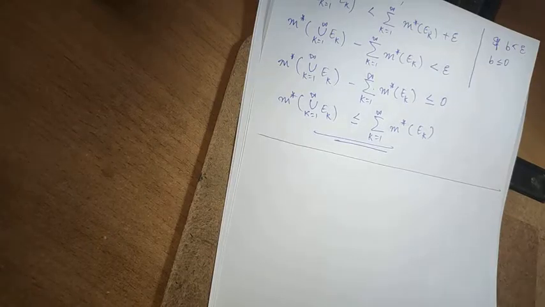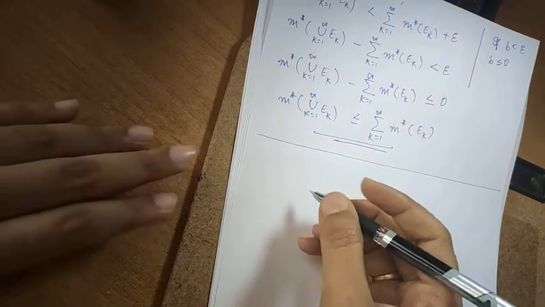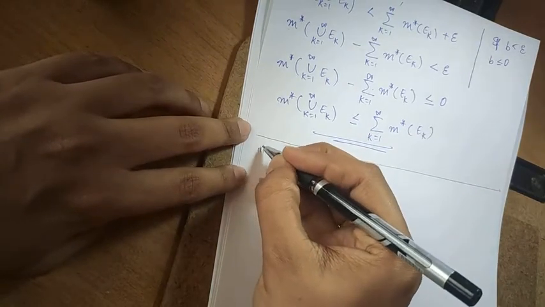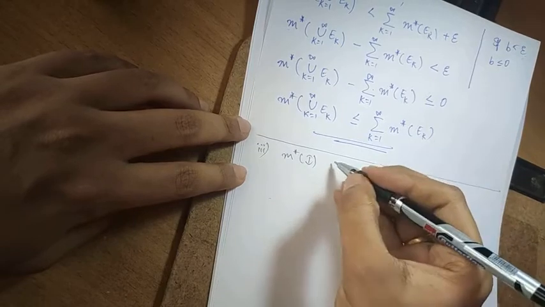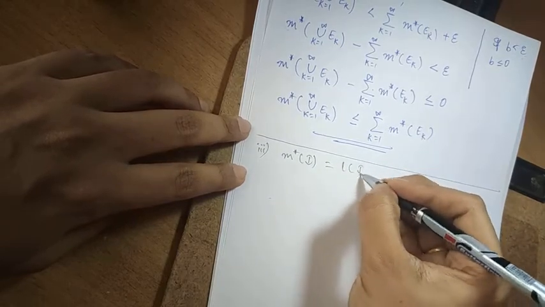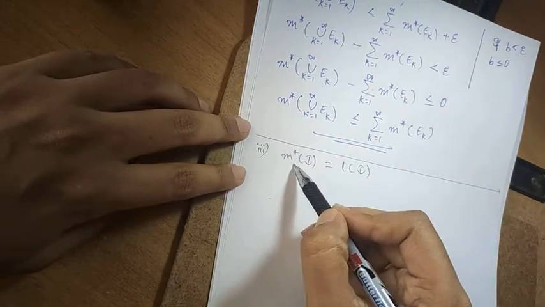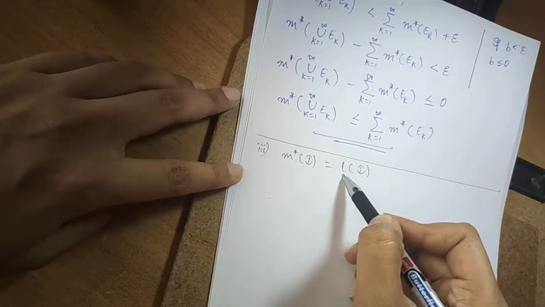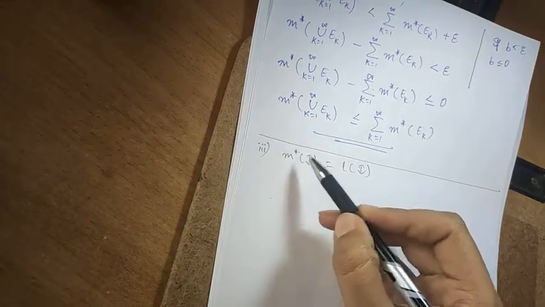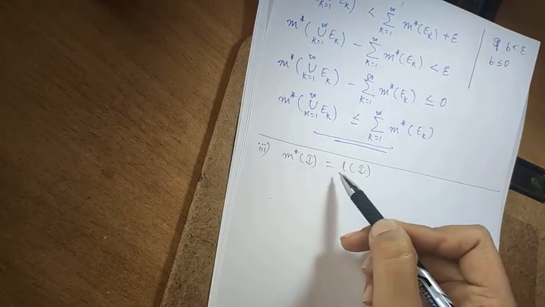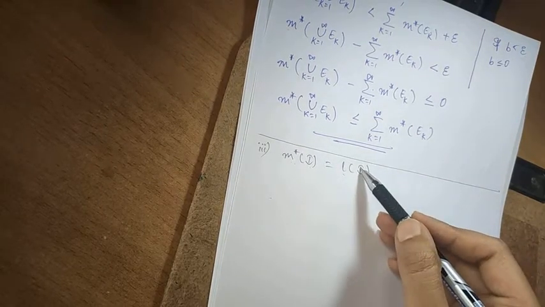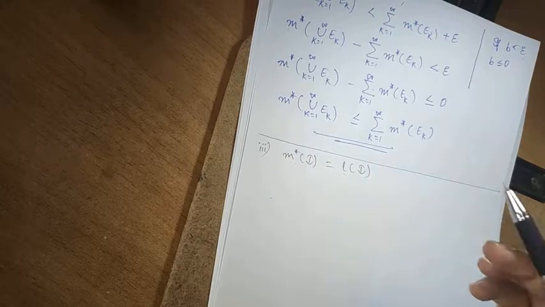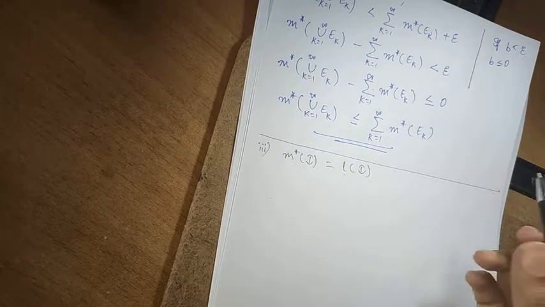So now let us move to the third property, that is the outer measure of an interval I is equal to the length of the interval. That is, m star of I is equal to L of I. Here we will divide our situation into different cases and cover all the intervals.